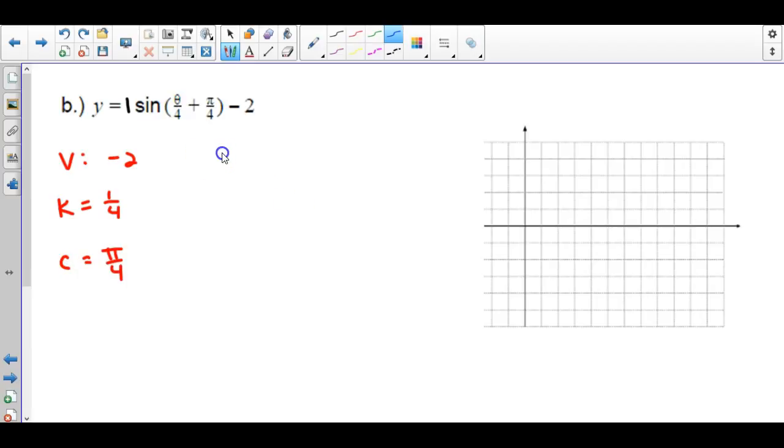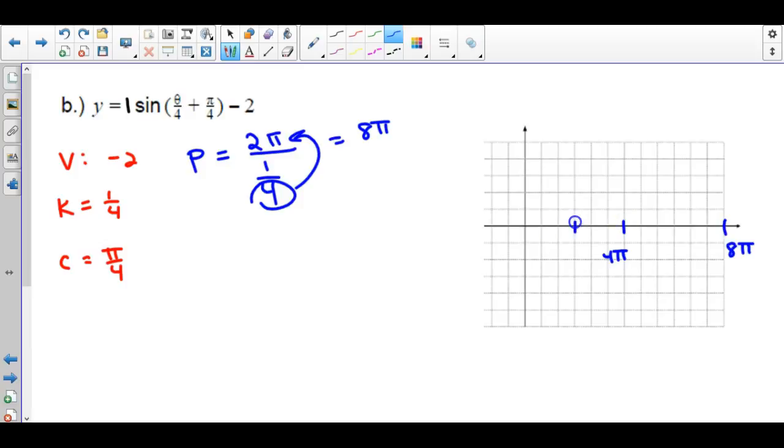So first thing I want to do, let's figure out the period of this function. You take 2 pi over k. Alright, using my little fraction trick, my 4 is going to jump upstairs, and 2 pi times the 4 means my period is now 8 pi. So I'm going to label this appropriately. This is 8 pi. This would be half of 8, which is 4. This would be half of 4, which is 2. And then 2, 4, this is going to be 6 pi.